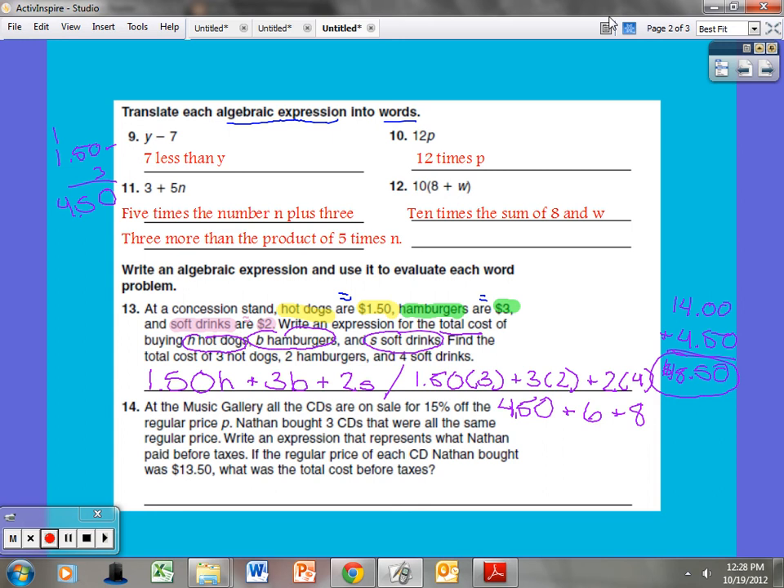That might be a great challenge problem for you. Might be worth trying to solve it. And I'll tell you what, if you solve this problem, write an expression for it, you bring it into class tomorrow, and then figure out what the cost was before taxes, I will give you, let's just say, 5 bonus points.